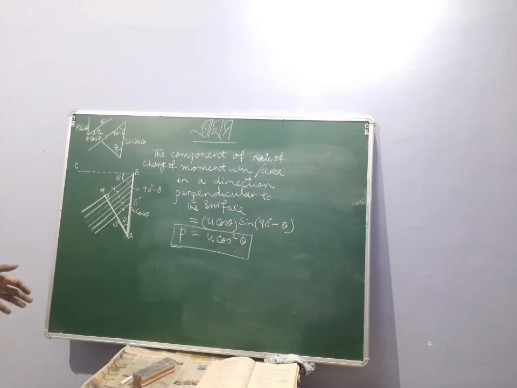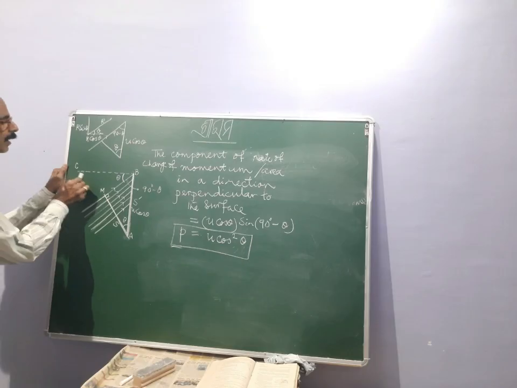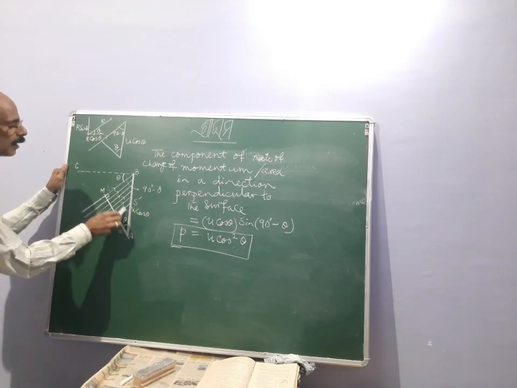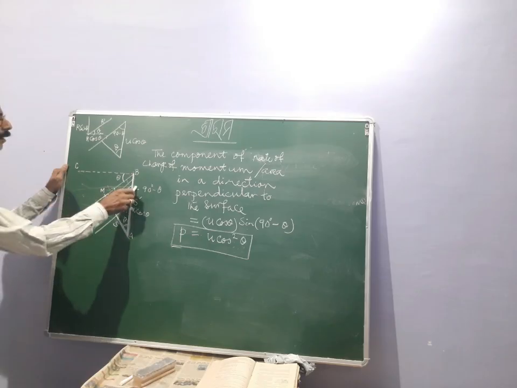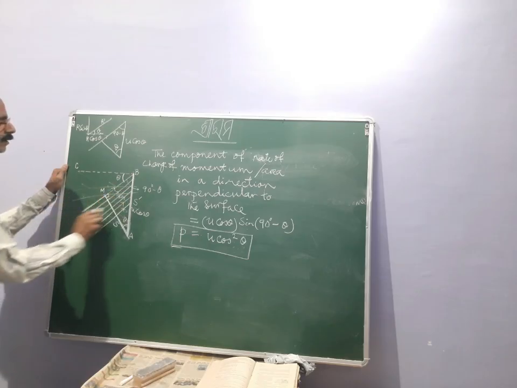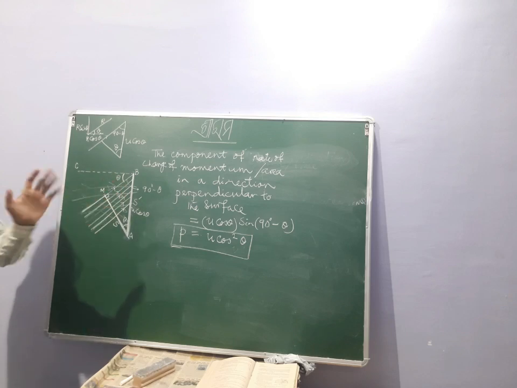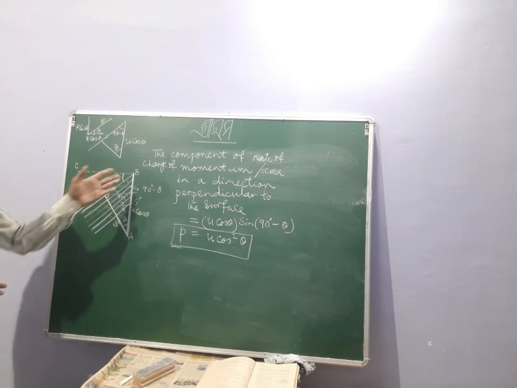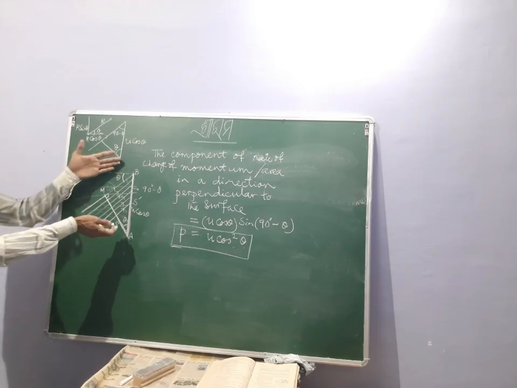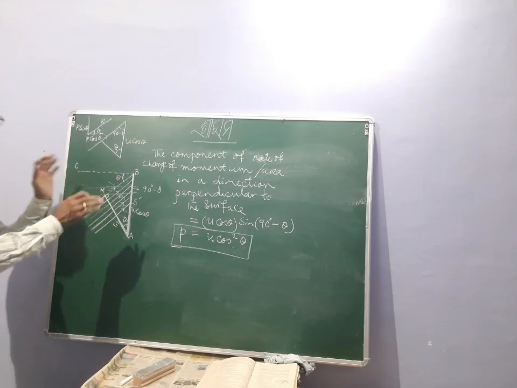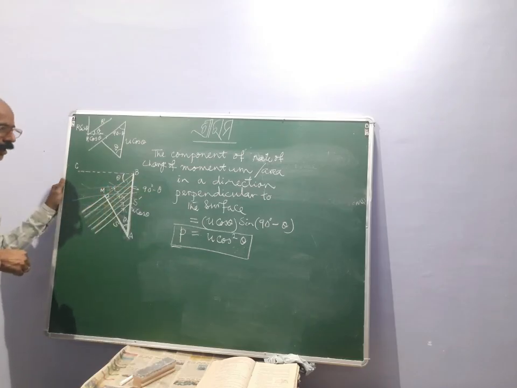But since the radiation is diffuse to the surface, the beams can travel in all possible directions like this, like this. That means it can make any angle. Theta can be any angle between what? 0 to 90 degree. It can be any angle between 0 to 90 degree.